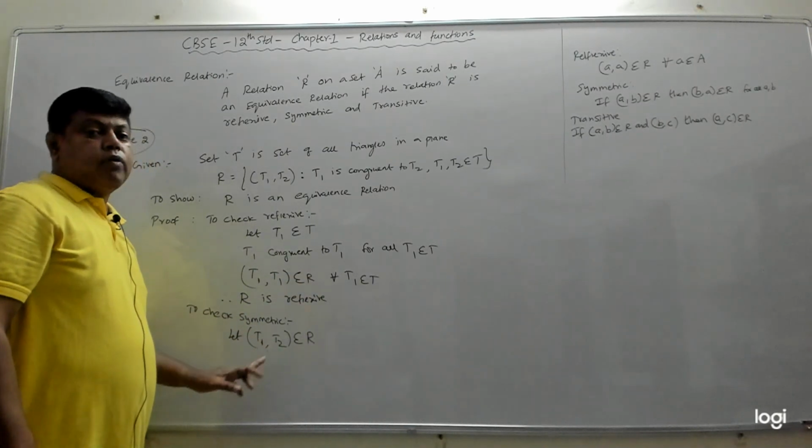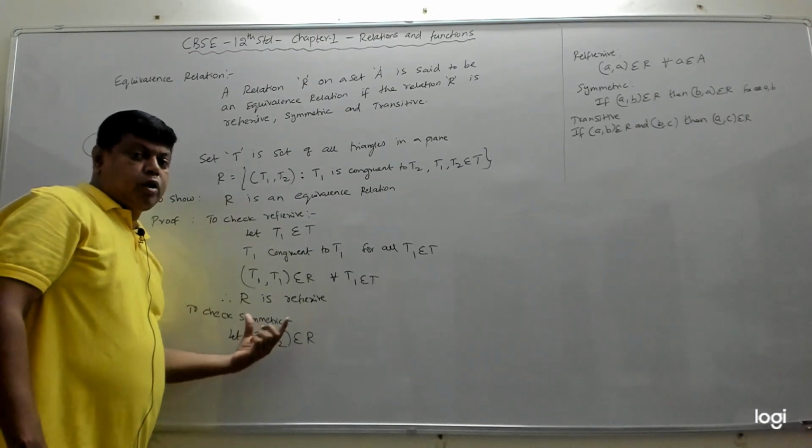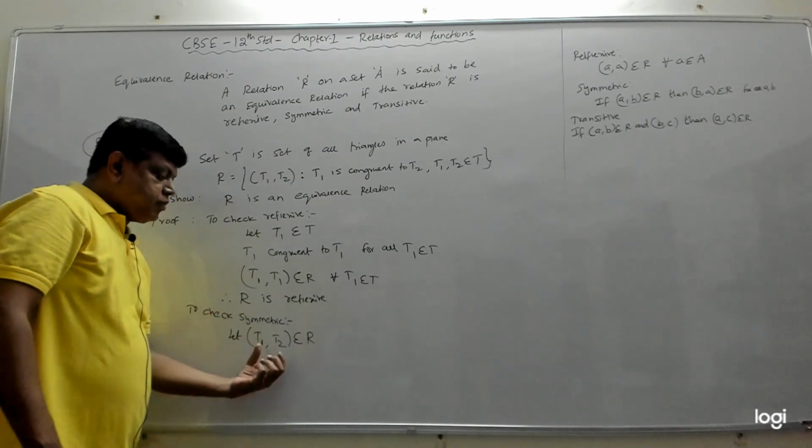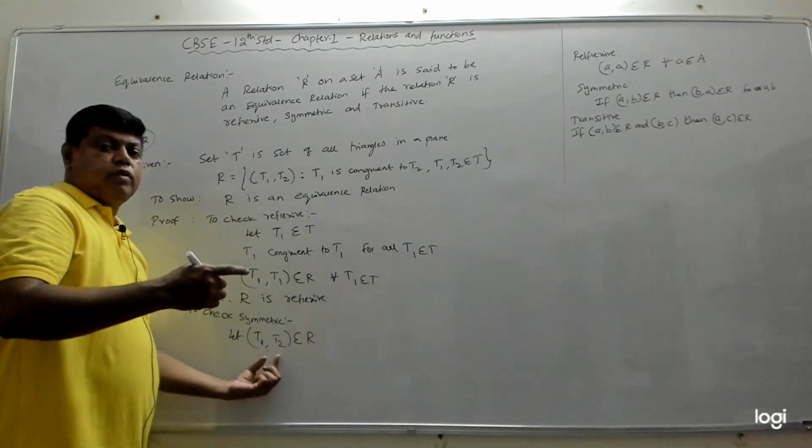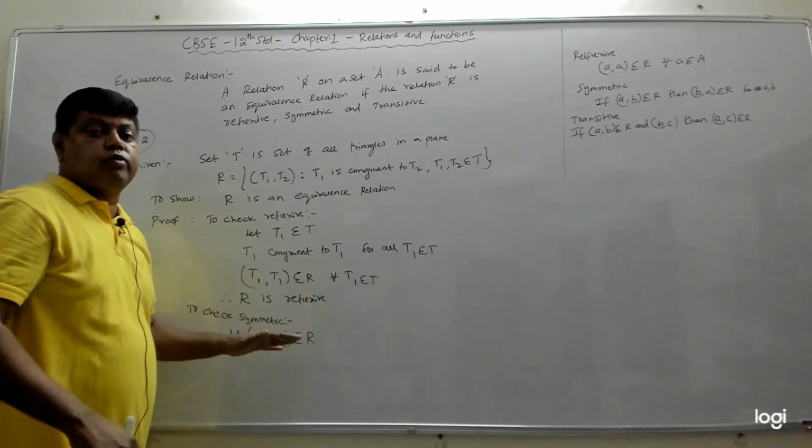Sorry, (T2, T1) belongs to R. So we have taken (T1, T2) belonging to R. So we took an element from R, which is (T1, T2), and we should show the reverse. The reverse, (T2, T1), should belong to R. That's what we have to prove.